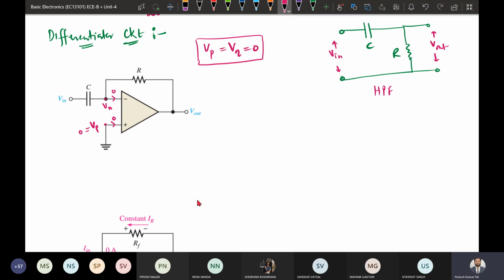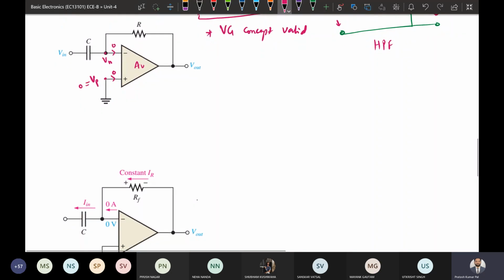So as we have assumed this, and this will be taking place because of the virtual ground concept. The virtual ground concept will be valid as it is considered an ideal op-amp, and there the gain is high. So when the gain is very high, we will be considering the virtual ground concept, and there Vp is equal to Vn. Now again we need to compare the current flowing through it.